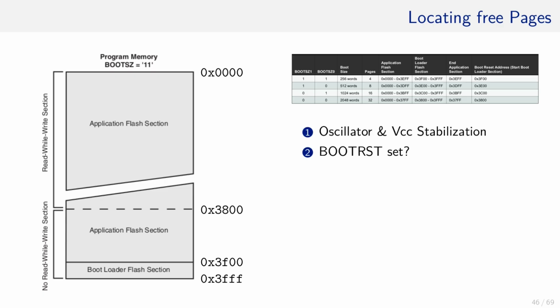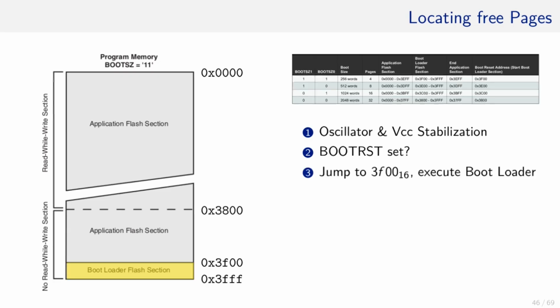What happens if the ATmega is turned on? First, it waits till the oscillator and the power supply settle. In the second step, it checks if the fuse BOOTRST is set. We have not talked about that fuse yet. It determines if there is a bootloader present or not. It is not mandatory to have a bootloader. If you do not need one, the entire flash is available for your application, and the ATmega starts to execute your program immediately.